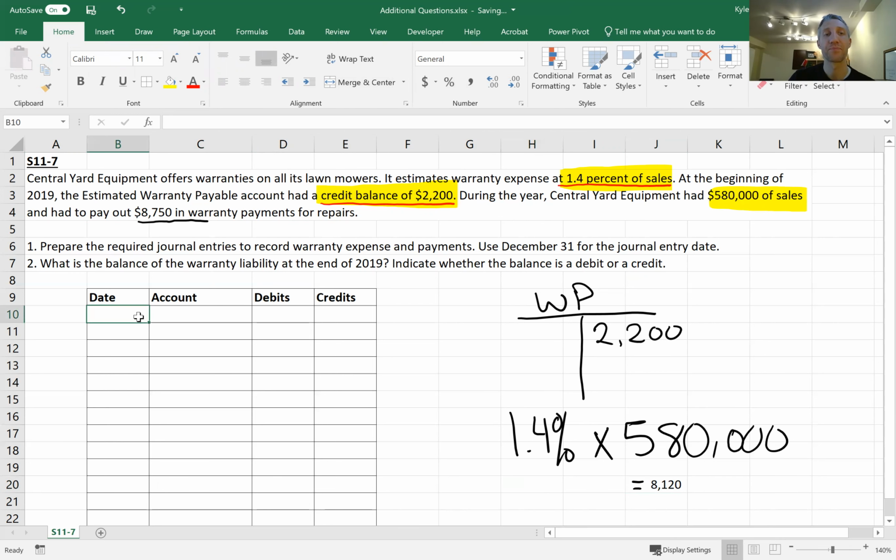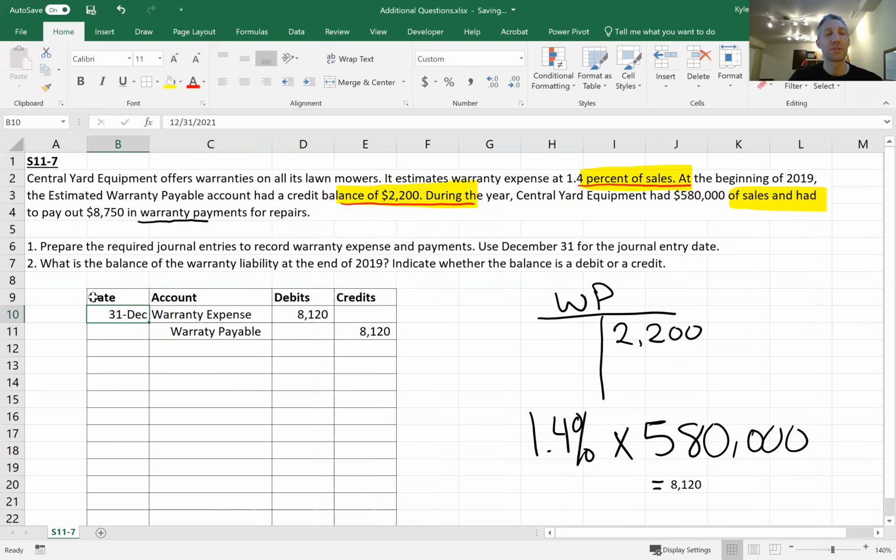Now remember, the journal entry for the warranty expense itself is always the same. So we always have the same accounts. Those accounts are warranty expense and warranty payable. And here the amount is $8,120. I should be dating this journal entry. This journal entry is for December 31st.